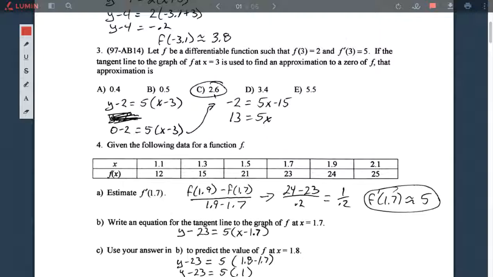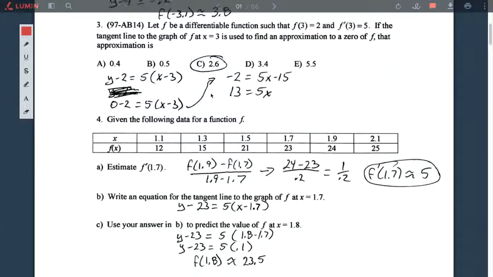Now let's make sure we understand what 2.6 is. Again, we were finding if the tangent line to the graph of f at x equals 3 is used to find an approximation of a 0. So we were finding an approximation of 0. So we're saying that our graph touches the x-axis at approximately 2.6. That's what we found. We found the x value where y is 0. So that's what we were trying to do there.